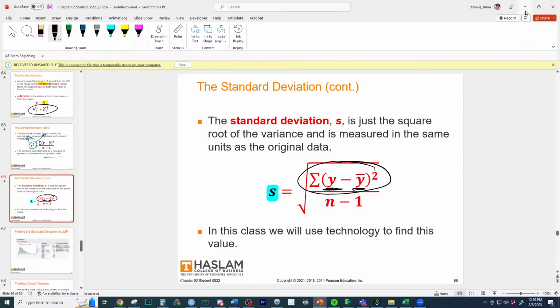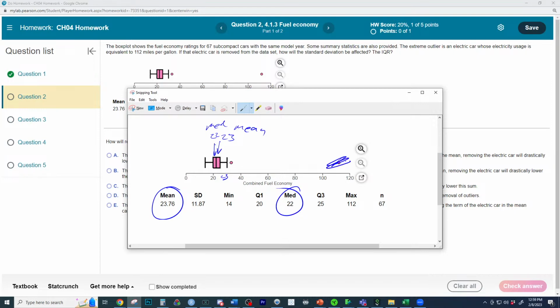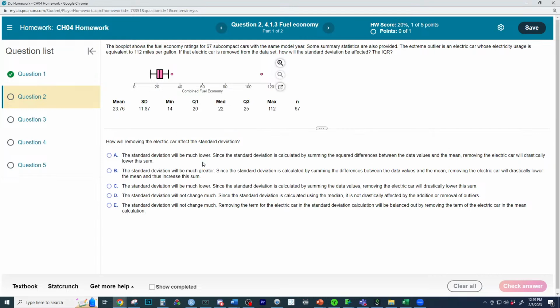You don't need to know that in depth, but the further things are away from the mean of the data, the more they increase the standard deviation. And standard deviation is a measure of spread. So if we remove this point right here, that would decrease the standard deviation because there's less spread to the data. The standard deviation will be much lower. That is correct. So it's one of these.